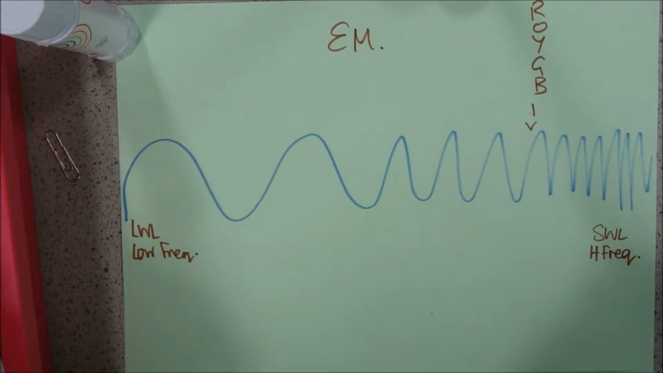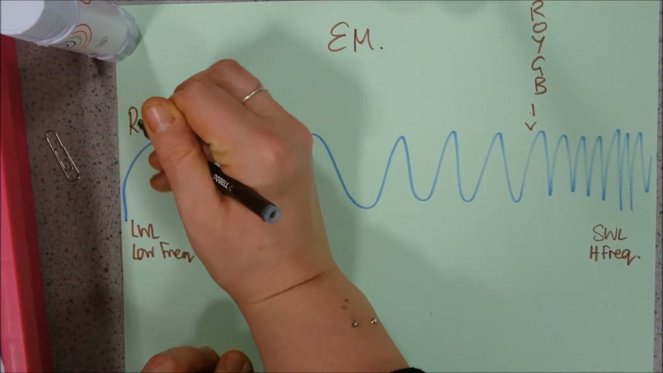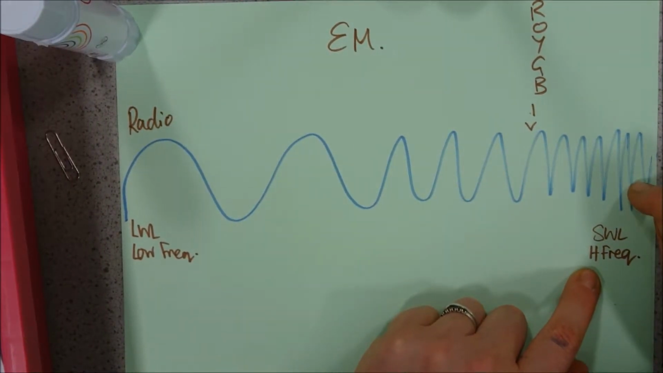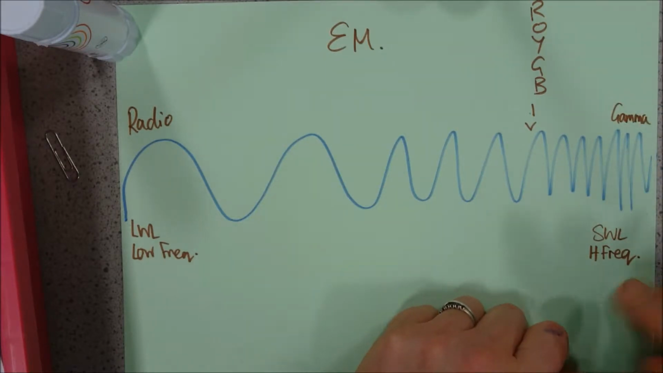We put them in order depending upon their frequency and their wavelength. So the longest one is radio waves. Okay, and the ones with the shortest wavelength and the highest frequency are gamma waves, made of high frequency waves.